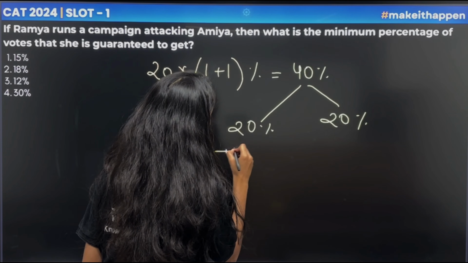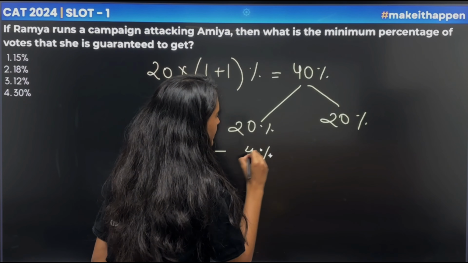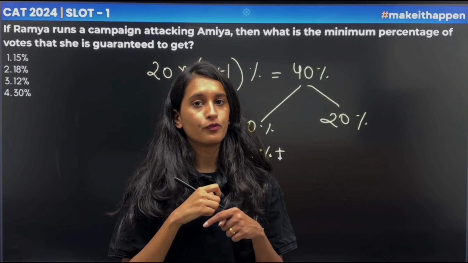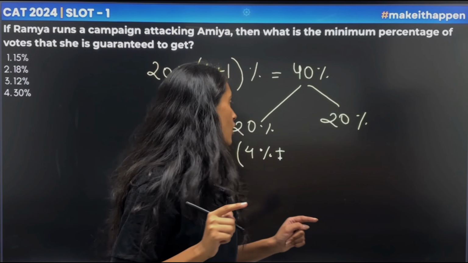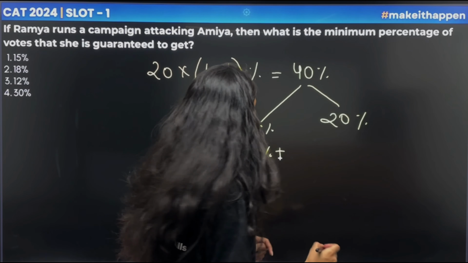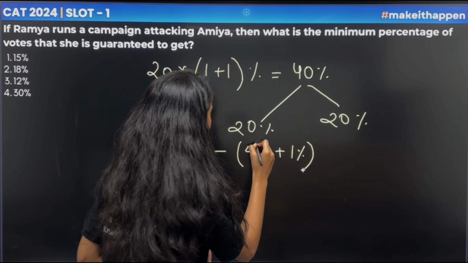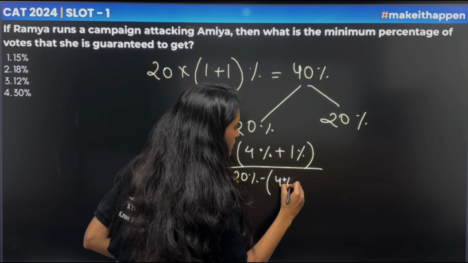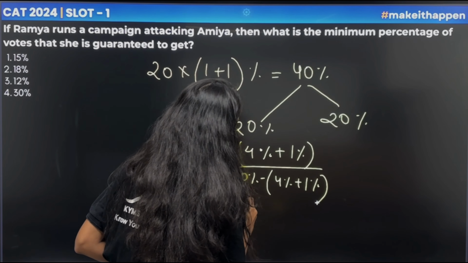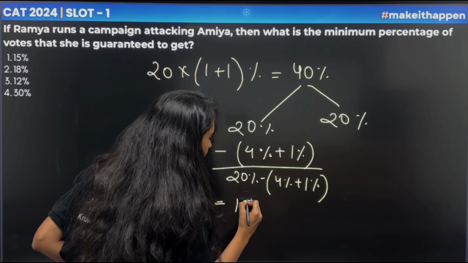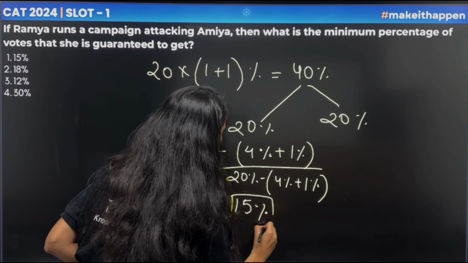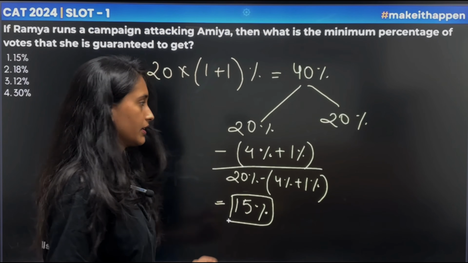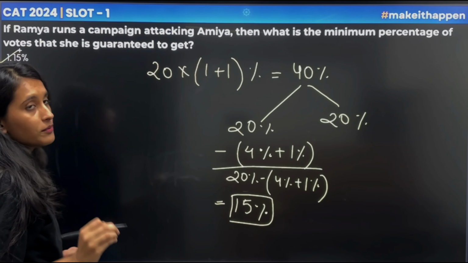So 20% of 20%, that is minus 4%, and 5% of votes would not be given to any of these. So 5% of 20%, that would be 1%. So Ramya is now left with 20% minus 4% minus 1%, that is 5%. So 20% minus 5%, that is 15%. So the minimum percentage of votes that she is guaranteed to get is 15%. Option 1 becomes the answer.